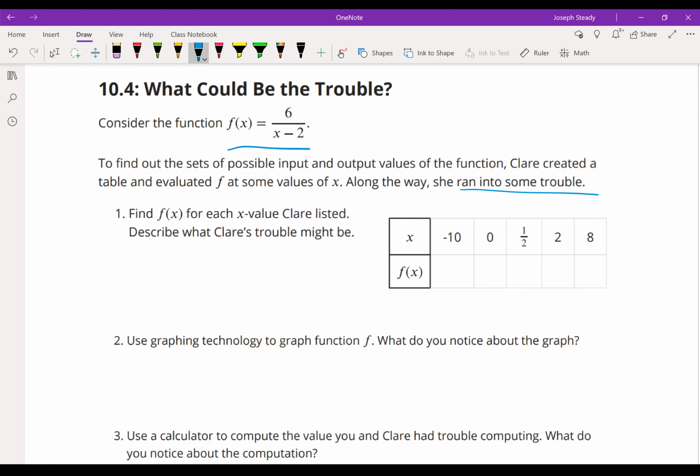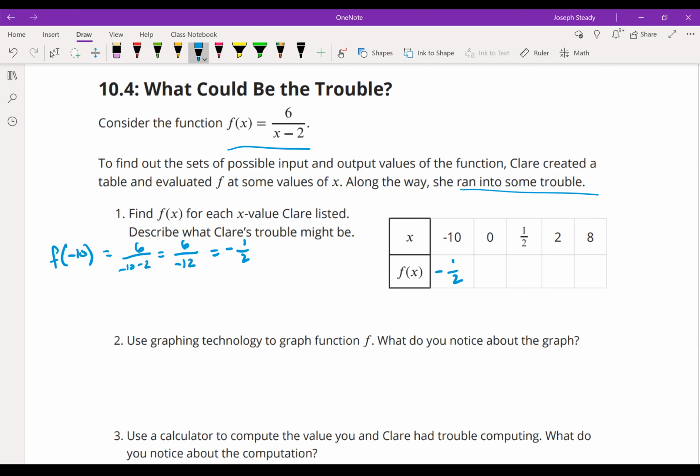Now, all that I must do in this first part is plug in some of these numbers and see what we get. So if I want to find, for example, f of negative 10, or plug in negative 10 to f of x, I get 6 over negative 10 minus 2. That's the same as 6 over negative 12. And I know that 6 over 12 is the same as a half, so this is just negative 1/2.